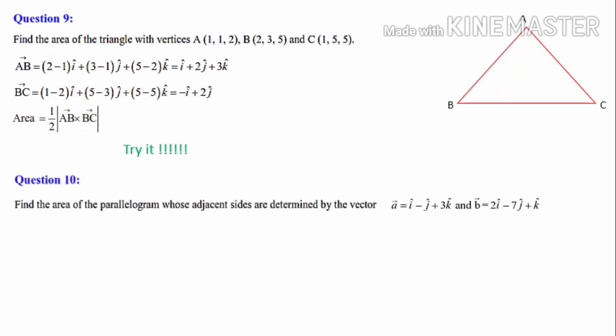And next, question number 10: find the area of a parallelogram whose adjacent sides are determined by the vectors A equal to i cap minus j cap plus 3k cap, and B equal to 2i cap minus 7j cap plus k cap. We have already learned the formula for finding the area of a parallelogram, and here it is a direct question, since the adjacent side vectors are given. So this question also you will try at home as homework.